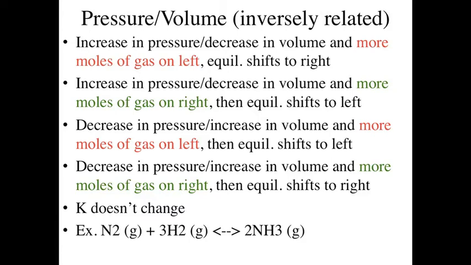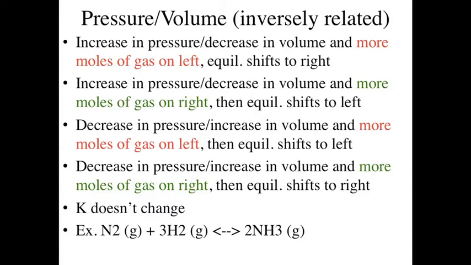In this example, there is 1 mole of nitrogen gas plus 3 moles of hydrogen gas yields 2 moles of ammonia. So it's important to note that there are 4 moles of gas on the reactant side, 1 mole of nitrogen gas plus 3 moles of hydrogen gas, and there's 2 moles of gas on the product side.